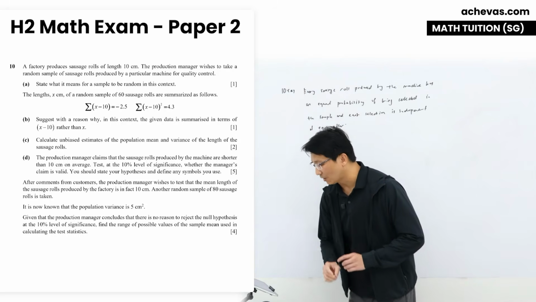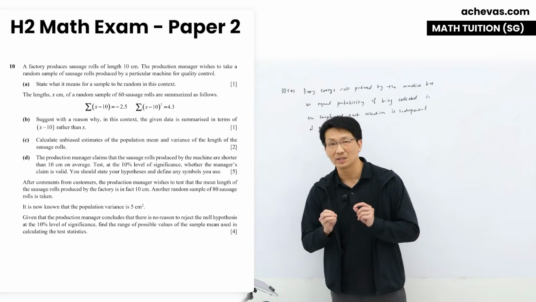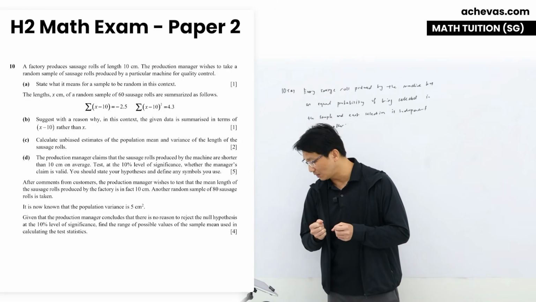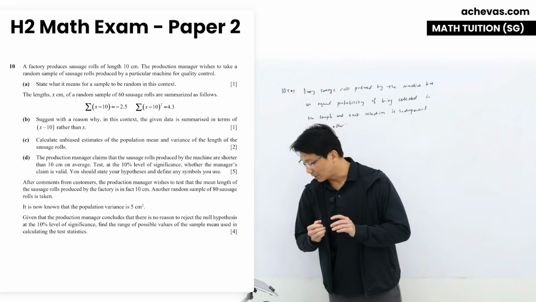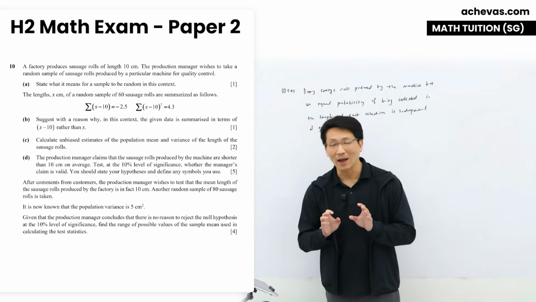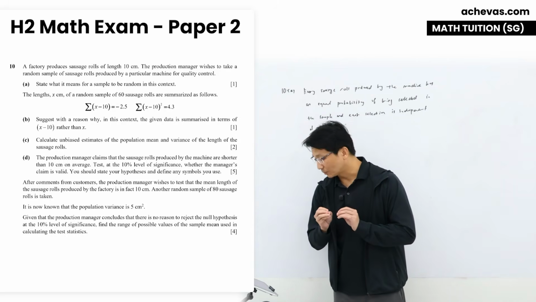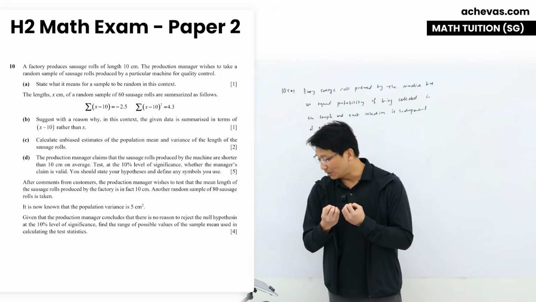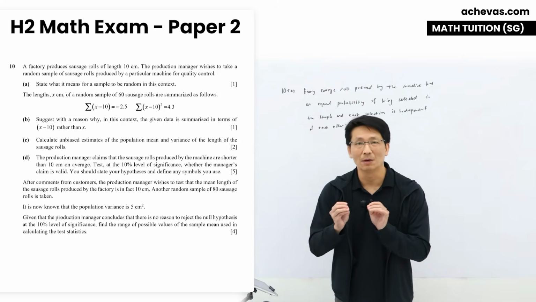And later on, the lengths x of a random sample of 60 sausages are summarized with these two summations. This is the data provided by the question. Part B says, suggest the reason why in this context, the given data is summarized in terms of x minus 10 rather than x. All right, basically, we have to look at the scenario. We are looking at the sausage rolls of length 10. So we will know that although for different values of the sausage roll being selected, it will actually fluctuate around 10 cm. Maybe a bit plus, maybe a bit minus.